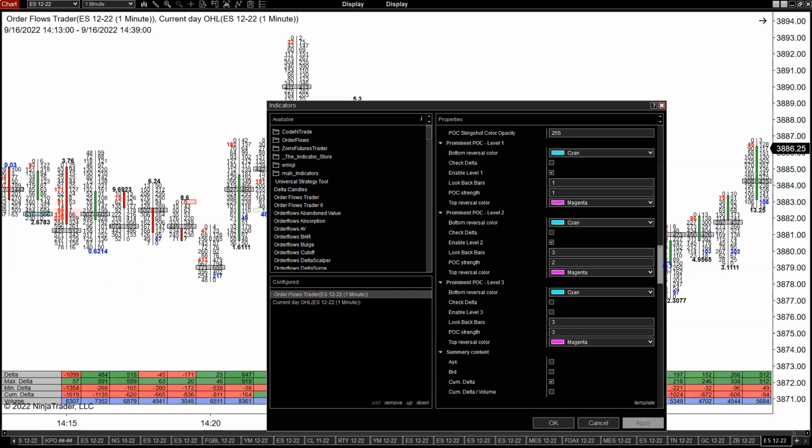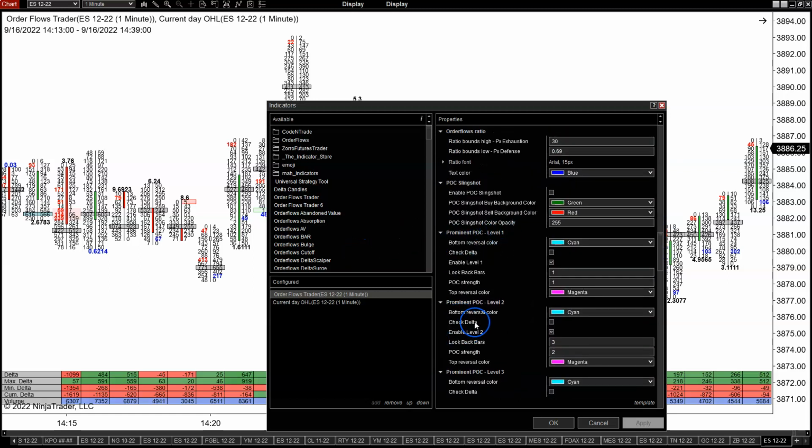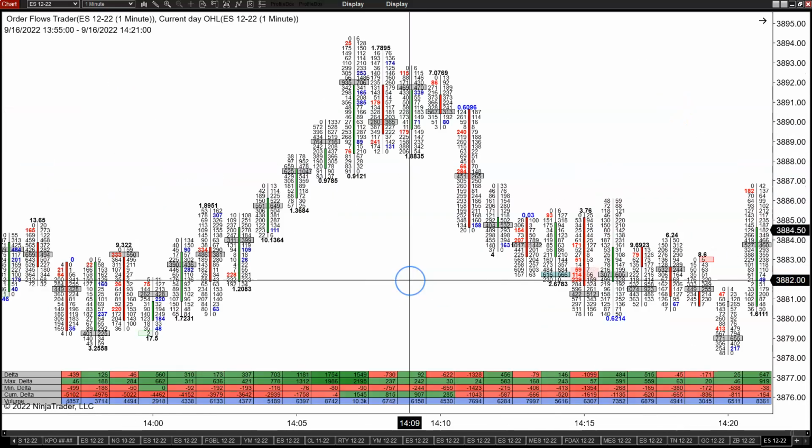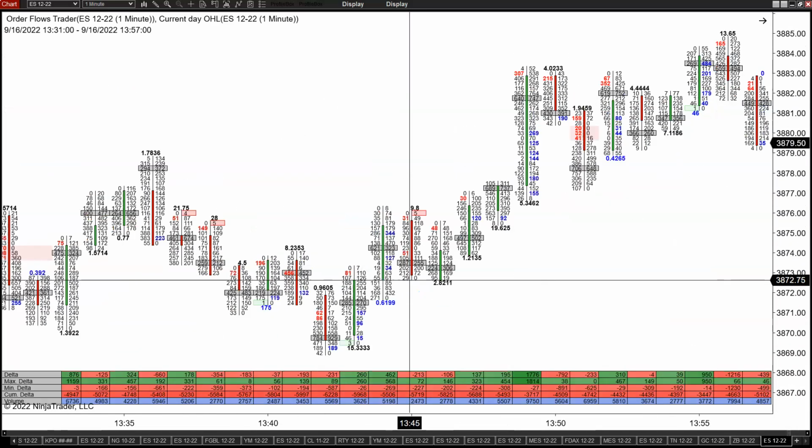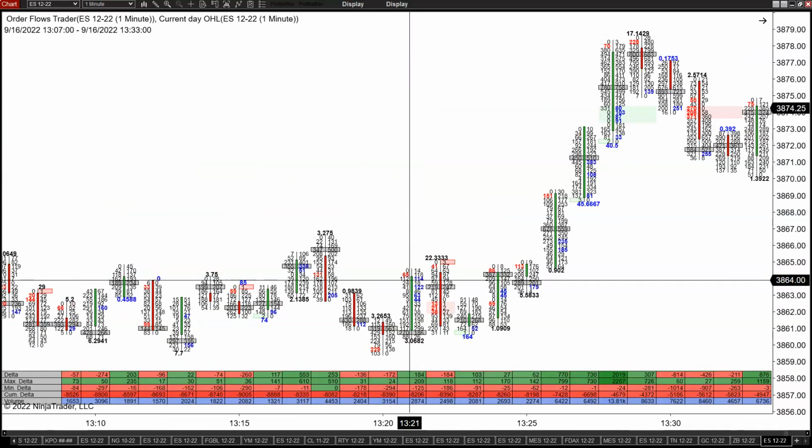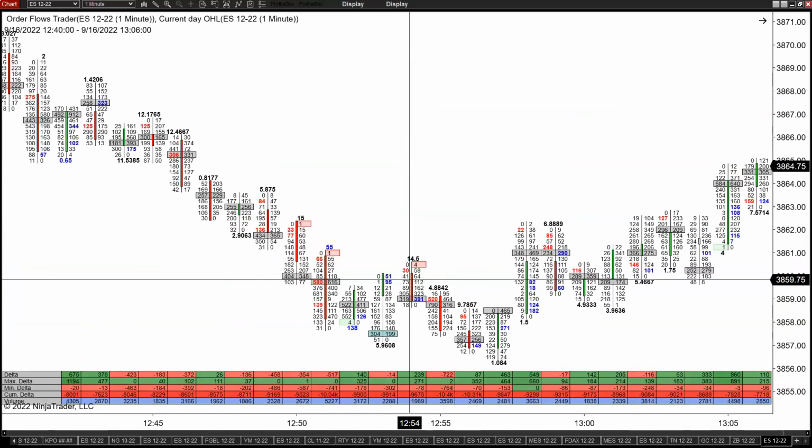Remember, every bar has a point of control, right? So you see point of control 1, 2, 3, prominent point of control, level 1, level 2, level 3. For now, I just got level 1 turned on in level 2. And I love finding them, coming in at swing highs and swing lows, because they're potential market turning points.